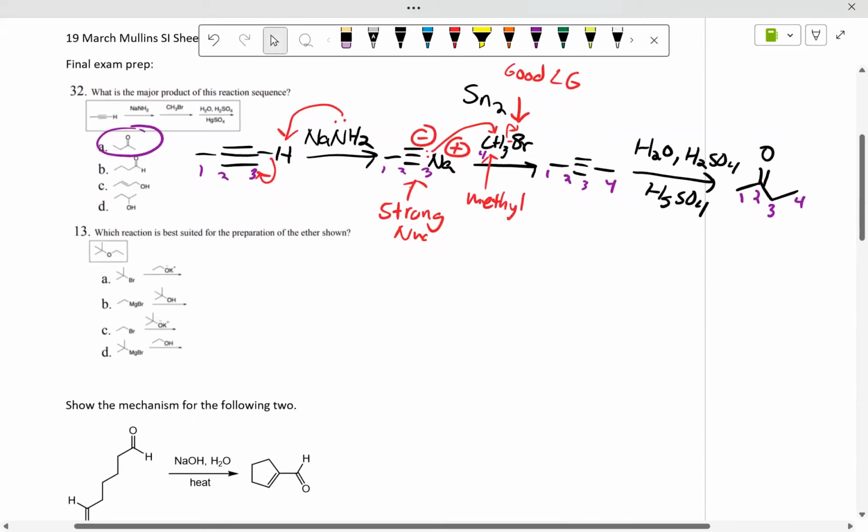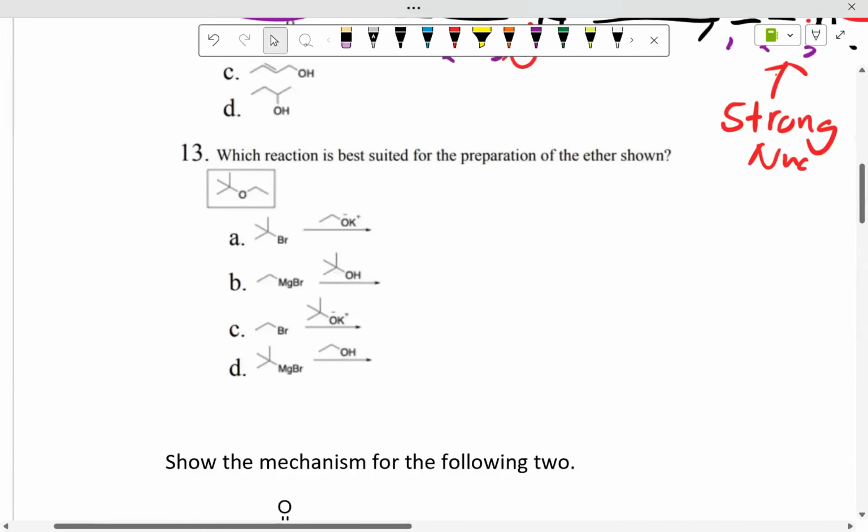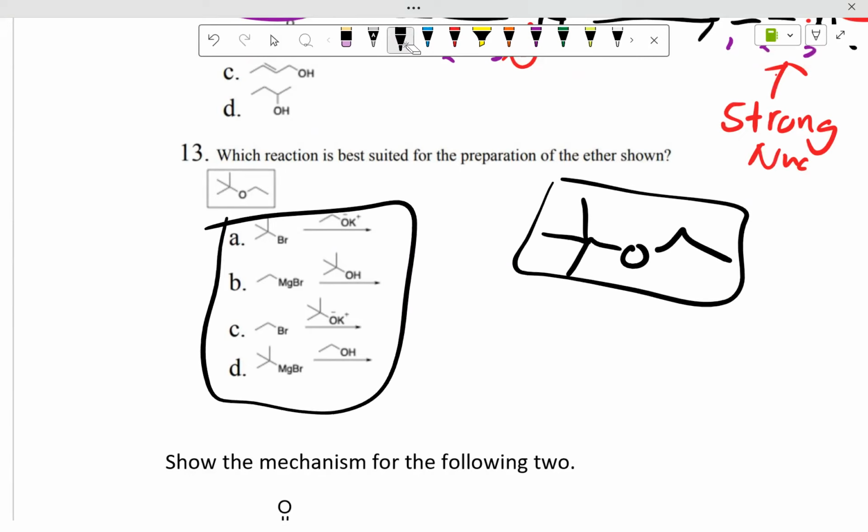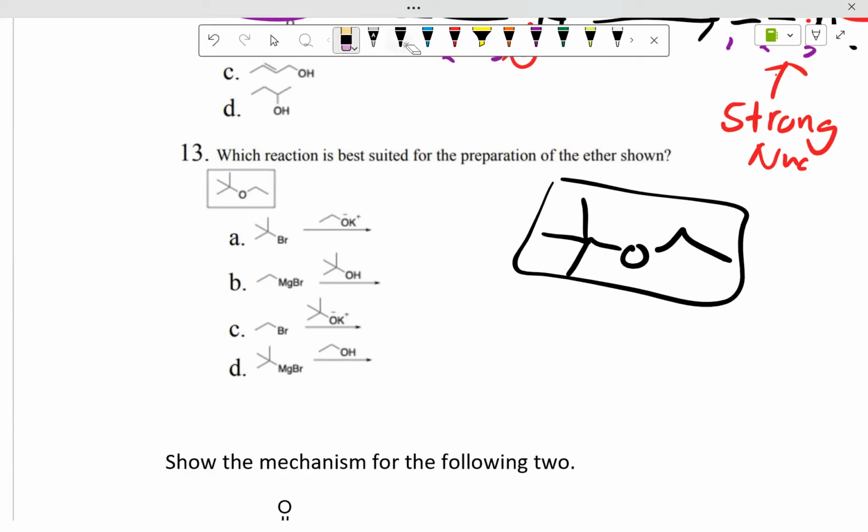All right, next one. What reaction is best suited for the preparation of the ether? What that means is we have to synthesize this molecule right here. We've got to see which of these reactions is going to create this. Let's look at the first one. We have a bromine on a tertiary carbon, and we have a strong nucleophile. Now, remember, we can't do SN2 on a tertiary carbon.